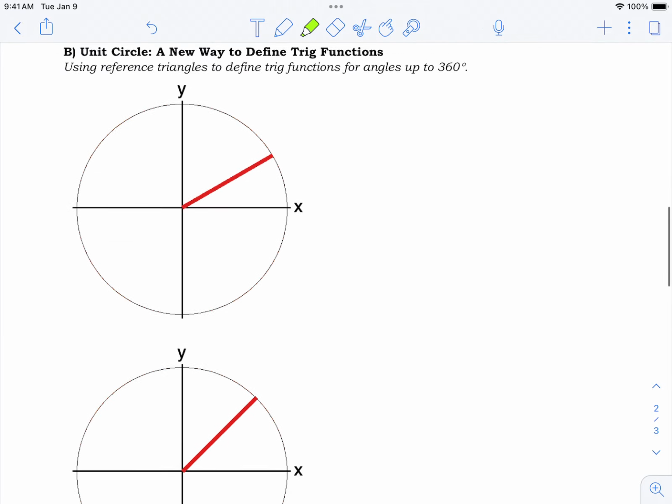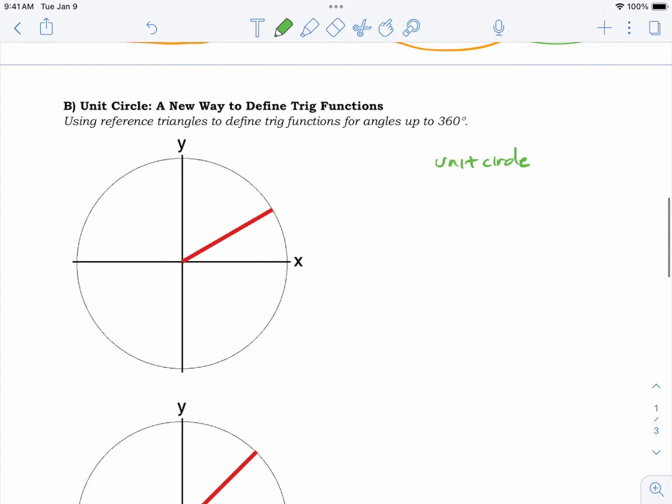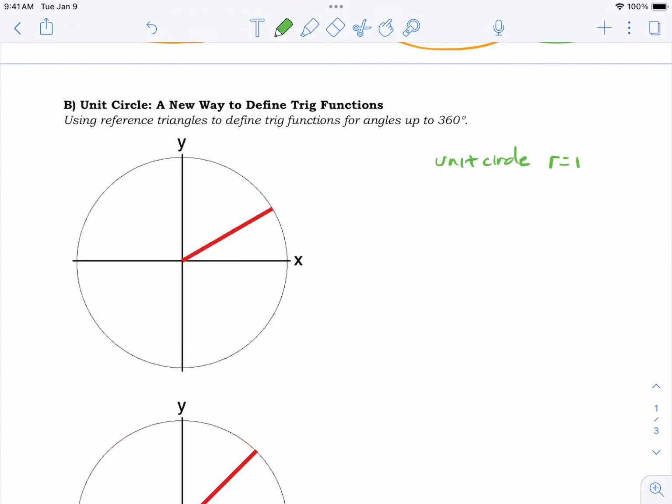So, what's this say? Use reference triangles to define trig functions for any angle up to 360 degrees. For any angle up to 360 degrees. So that's why we have a circle here. We're going to use, this is called the unit circle, but you don't have to call it the unit circle. Usually, just so you know what the phrase means if you go Googling or YouTubing or whatever, unit circle means radius equals 1.